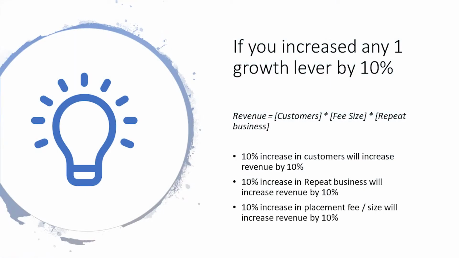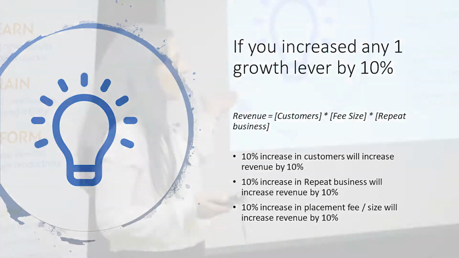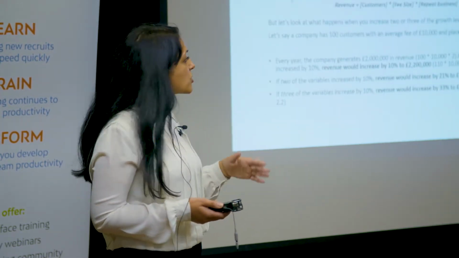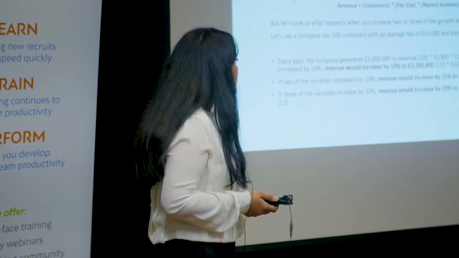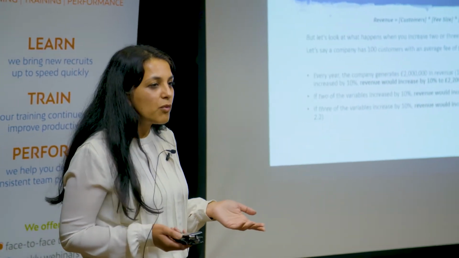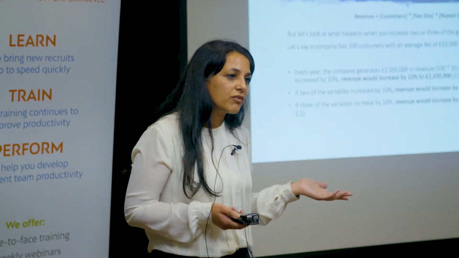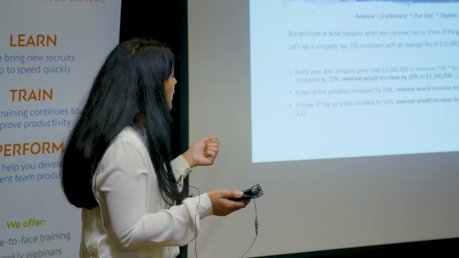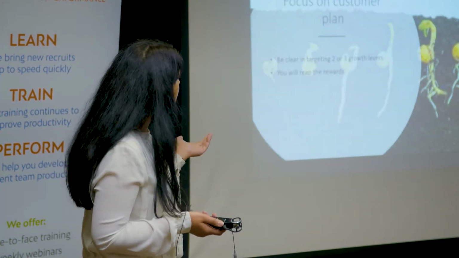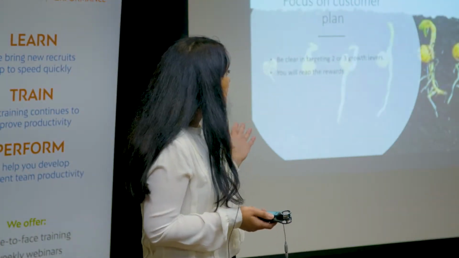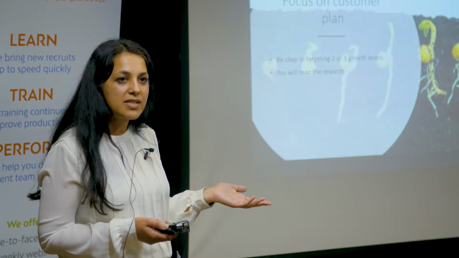But this is great for setting targets. You will know what you need to do to increase your revenue, and everyone will know what to do. But if you want to get a bit more excited, because you've got a formula, if you increase 2 of those levers by 10%, you get 21% growth. But if you increase 3 of those levers, you get 33%. So my advice is focus on 2 or 3 growth levers, and you'll have a nice growth plan that's simple, and your team and your employees will understand what they've got to do.